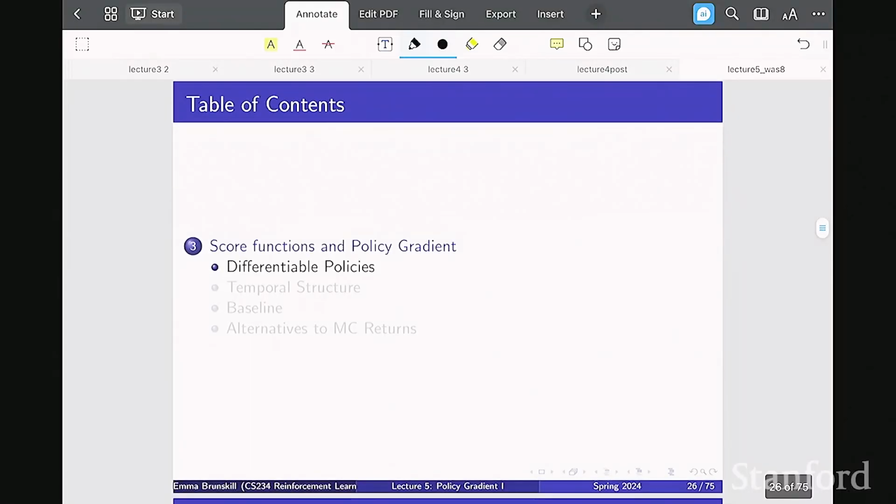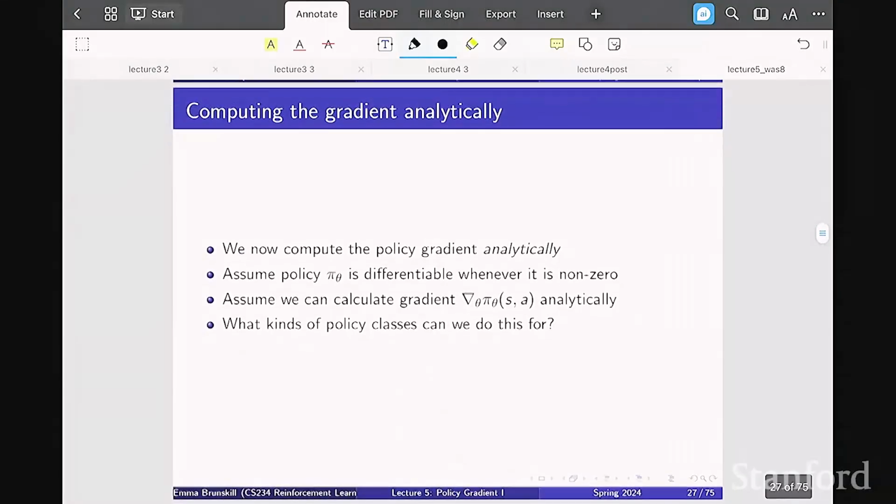All right, so now what we're going to dive into is how do we do this when we are willing to have differentiable policies. So the hope is that we can actually compute the policy gradient analytically, so we don't have to do it with finite differences. We're going to focus on policies that are differentiable as long as they're non-zero. So we're going to assume that we can always compute the gradient of the policy parameters themselves. There are a number of different classes we can do this for, and many popular classes, including, of course, deep neural networks.